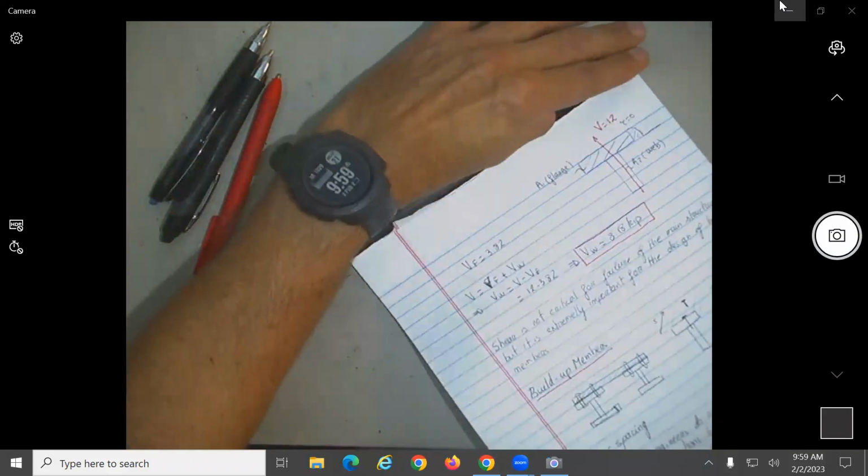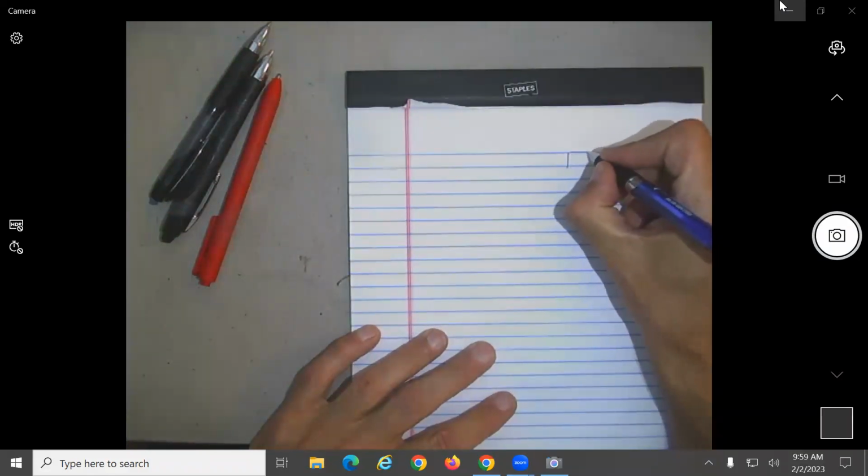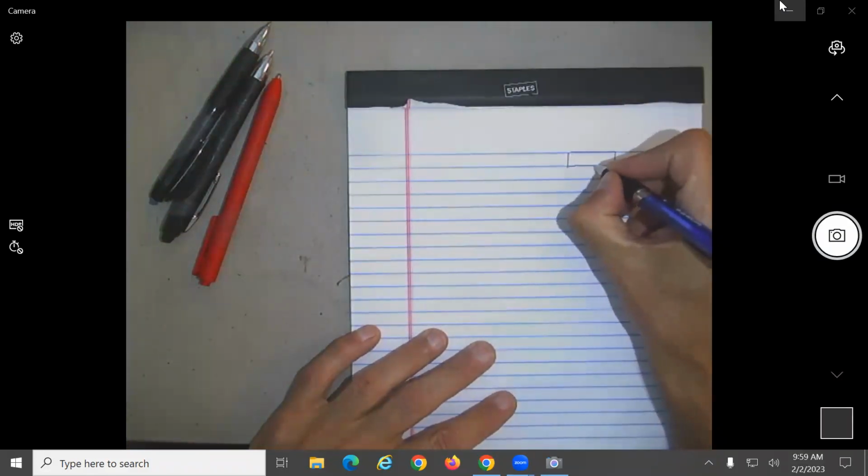So I need to go to the next page. I'll probably do another figure. All right, let's do another figure here quick. I'll do an easy one for the spacing.